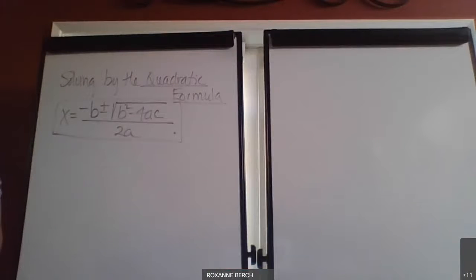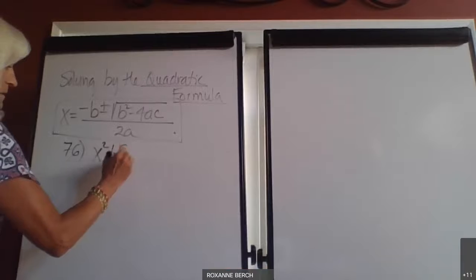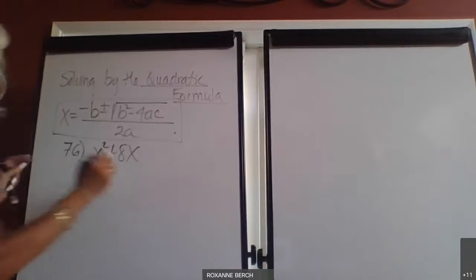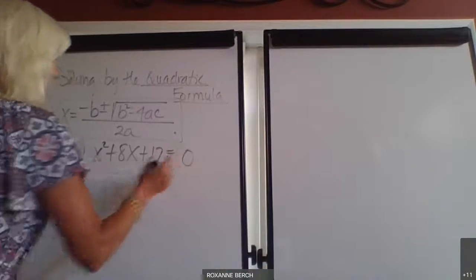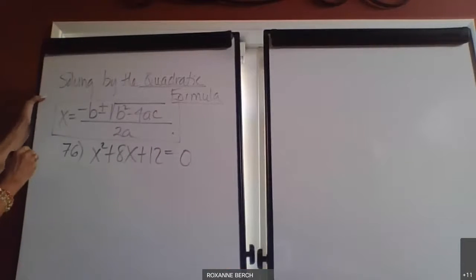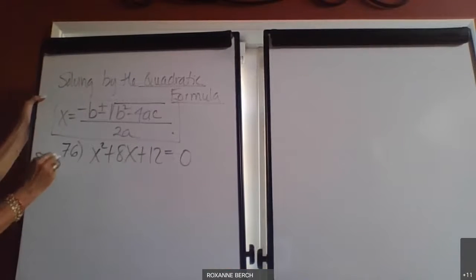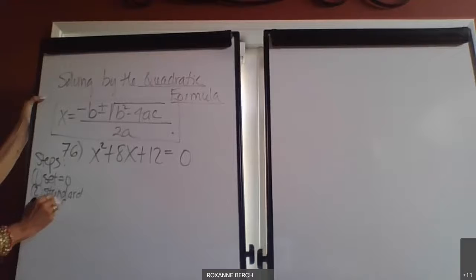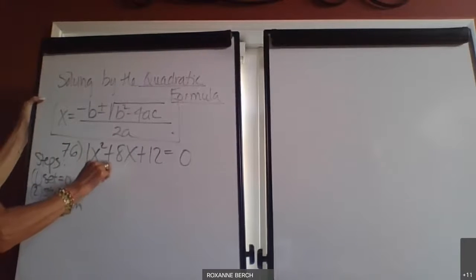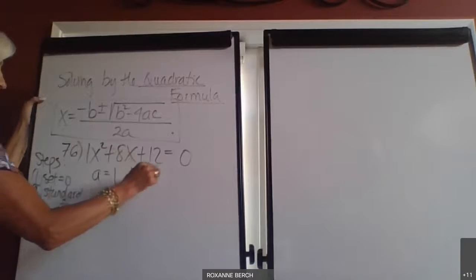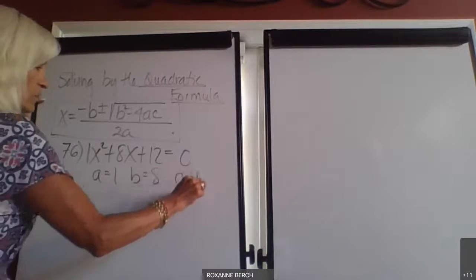Let's do 76. I'm still on page 106. Okay, with the quadratic formula, you have to set it equal to zero and make sure it's in standard form, descending powers of x. So what you need to find is a, which is 1, b, which is 8, and c, which is 12.